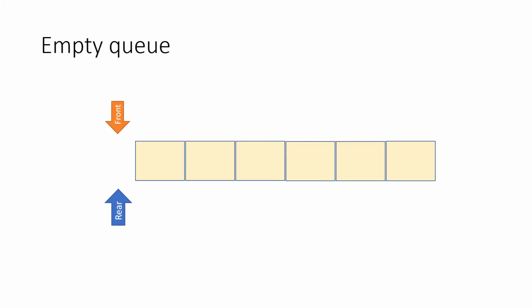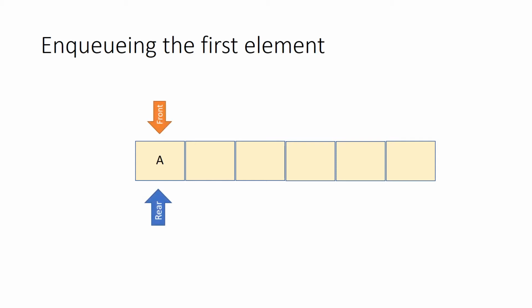When we start with an empty queue, two variables called front and rear will be initialized at -1. When the first element is enqueued, that element is the front as well as the rear of the queue. After that, for every subsequent element enqueued, the rear is adjusted.